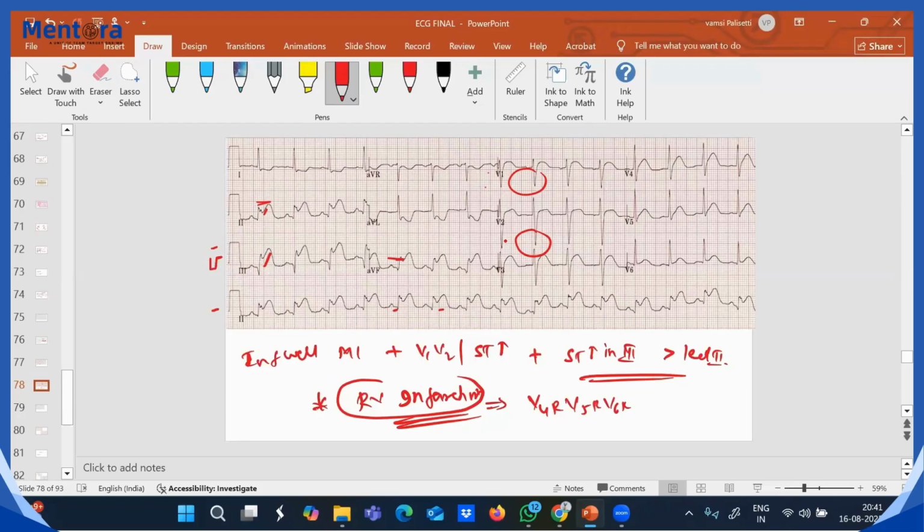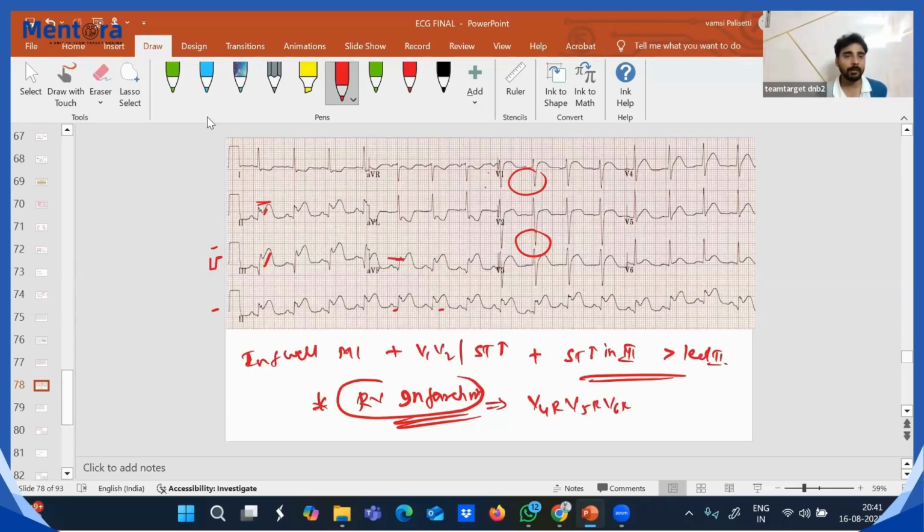Yes, sir. If you find ST elevations in 2, 3, AVF, good, inferior MI is there. Just go and directly jump into inferior MI also. Just go and see V1, V2. If ST elevations are there in V1, then you see lead 3 and lead 2 ST elevations. If lead 3 is more than lead 2, then you think of right ventricular infarction. Then you ask the nurse to take the right side ECG, V4R, V5R, V6R. If there is ST elevation, right ventricular infarction is there.